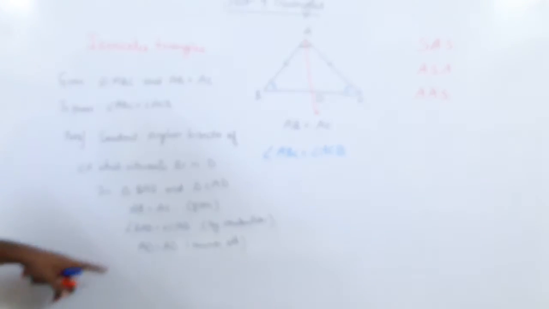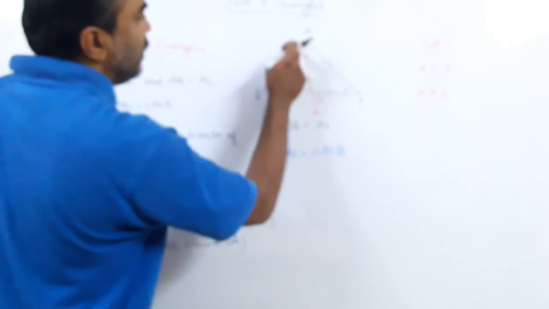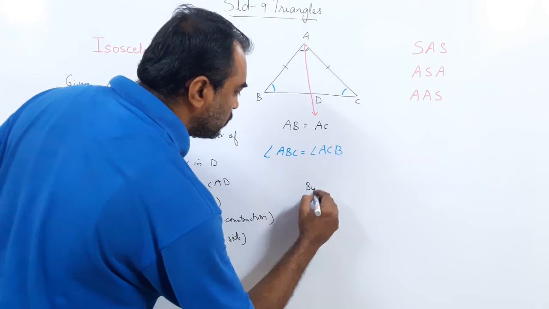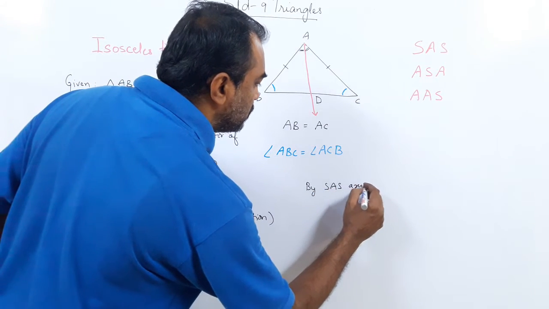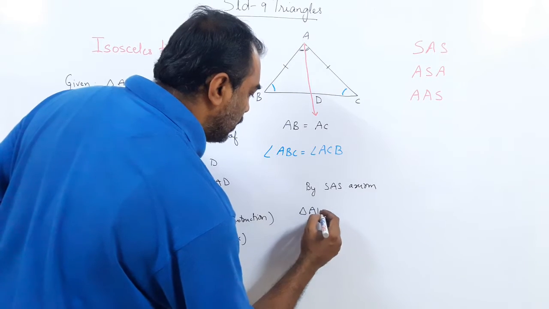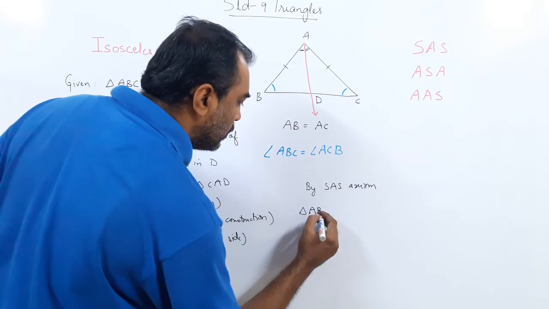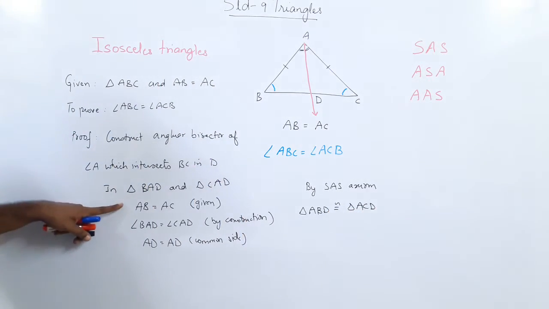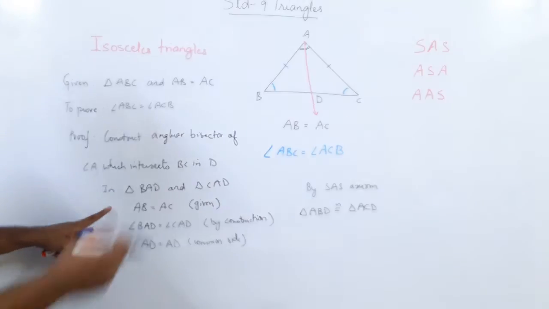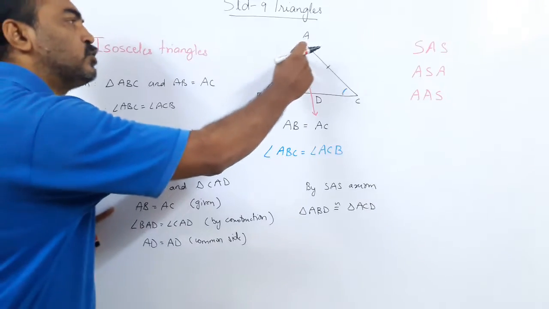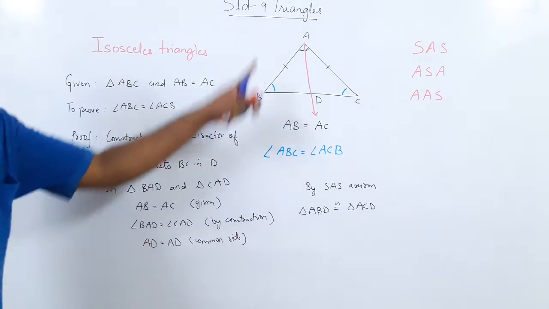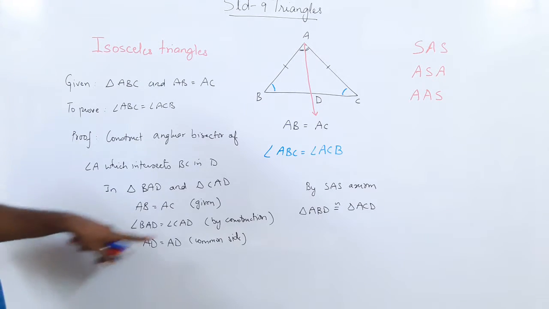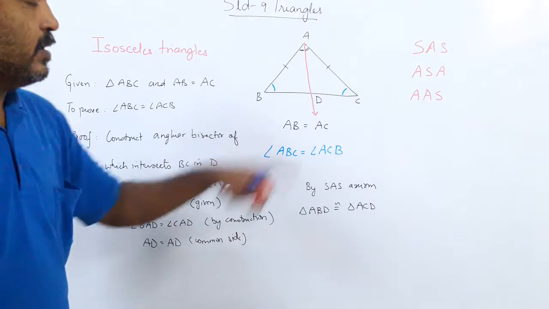By SAS. Look at this, SAS. So by SAS axiom, triangle ABD is congruent to triangle ACD. How did I get it? AB equal to AC was given to me. By the construction I drew the angular bisector making these two angles equal. So BAD equals CAD by construction, and AD equals AD is the common side of both the triangles. So by SAS axiom, triangle ABD equals triangle ACD.